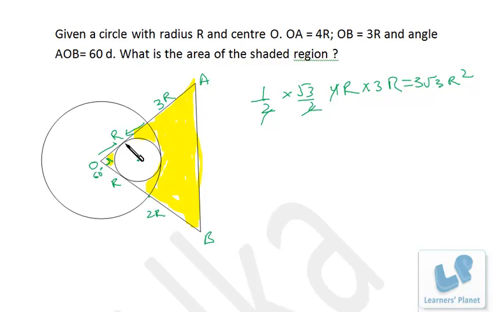I join this point and this, then this. Okay, now what? Obviously this will be the radius of this small circle. Friends, here what is happening?